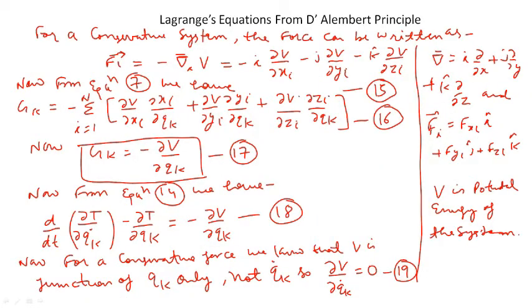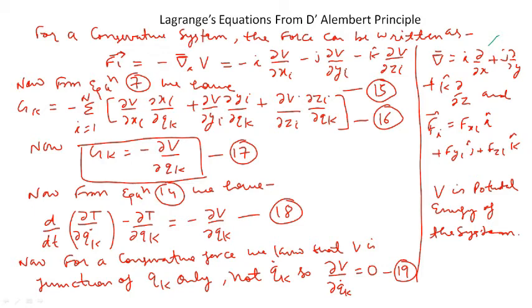Now for a conservative system, we know that force can be written as the gradient of the scalar function, which is potential energy, with a negative sign. So Fi can be written as minus del i V. Here del i is the del operator, and it is equal to i del over del x plus j del over del y plus k del over del z. Here i, j, k are the unit vectors, and del over del x, del over del y, del over del z are the partial derivatives along the x, y and z axes.